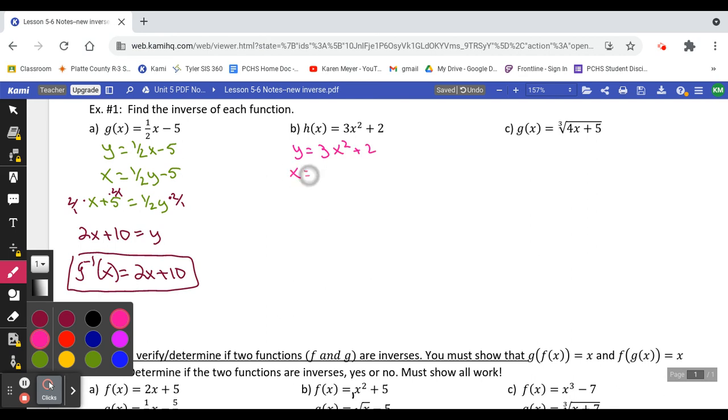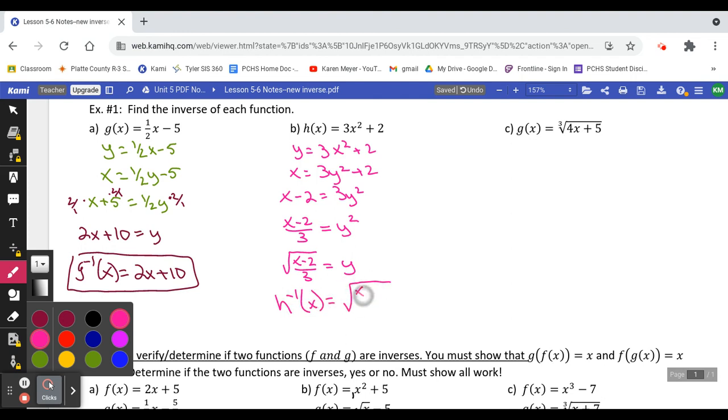Switch x and y. So x equals 3y squared plus 2. Subtract the 2 over. X minus 2 equals 3y squared. Divide both sides by 3. X minus 2 over 3 equals y squared. Then to get from y squared down to y, you square root both sides. So the square root of x minus 2 over 3 equals y. So now put in my inverse notation. H to the negative first of x equals the square root of x minus 2 over 3. Done.